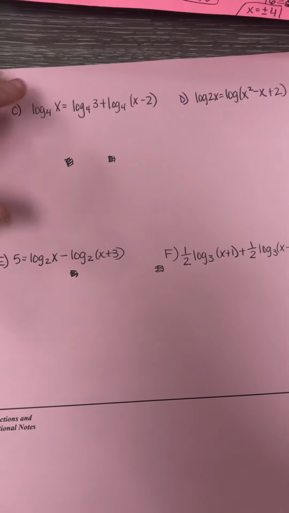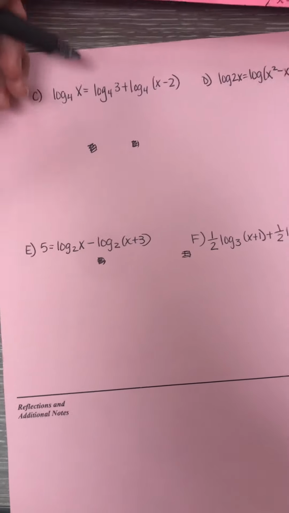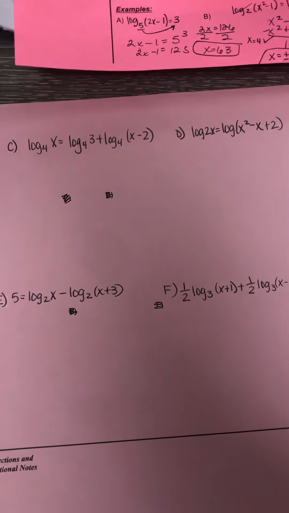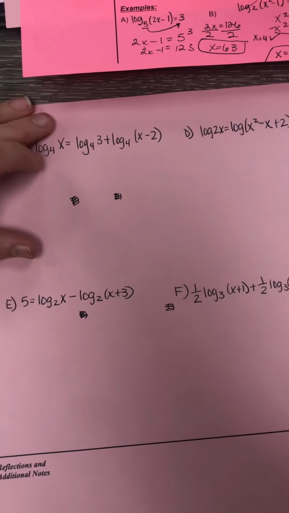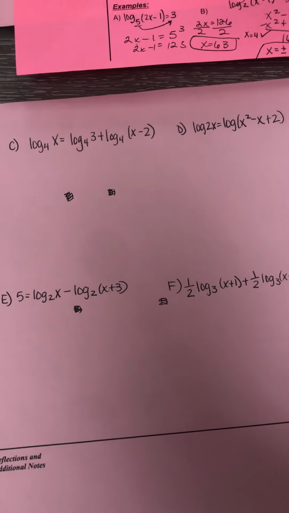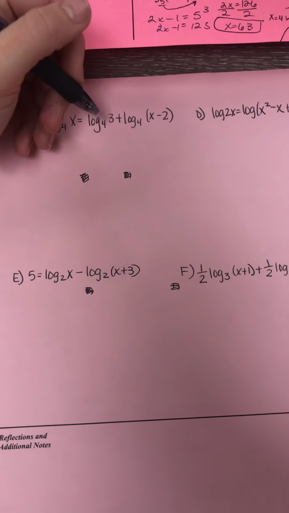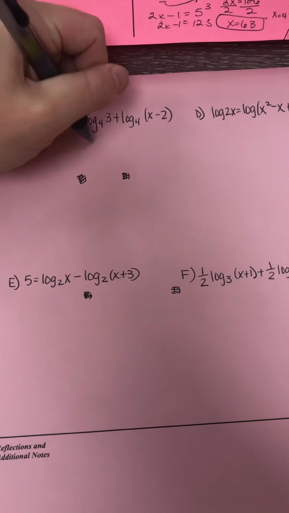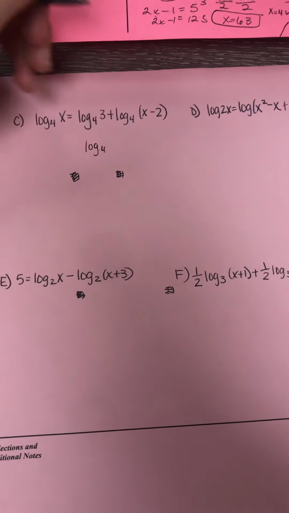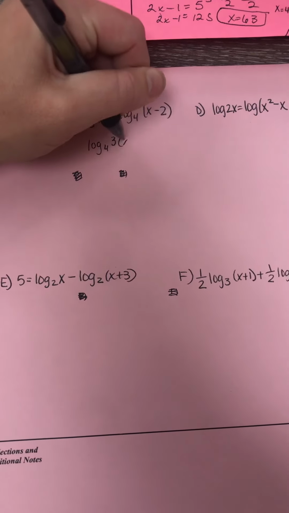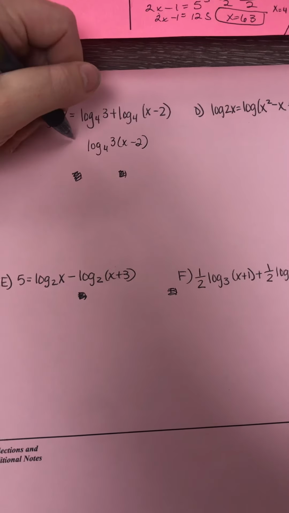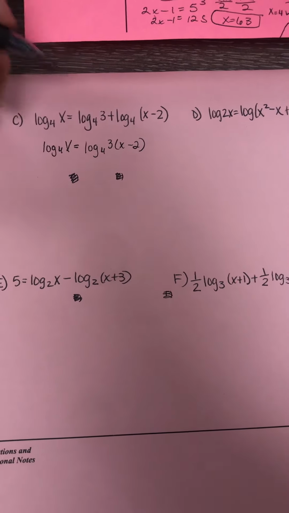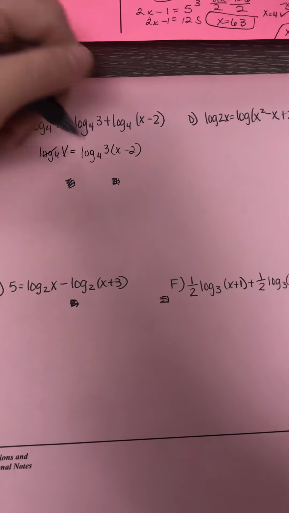All right, so we have log base 4 of x equals log base 4 of 3 plus log base 4 of x minus 2. Now, even though we are technically adding, when we finally combine these together, it would be log base 4 of 3 times x minus 2. Make sure that you are always doing that every time, multiplying when you're adding. So then we can go ahead and cancel these out.